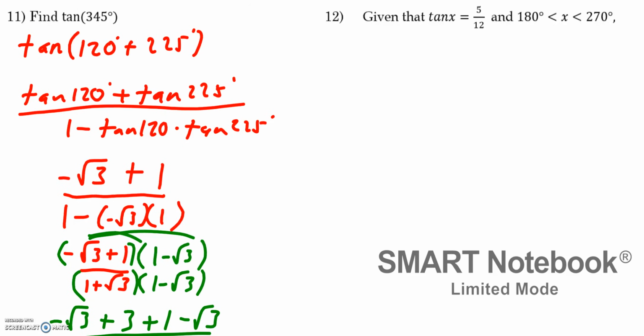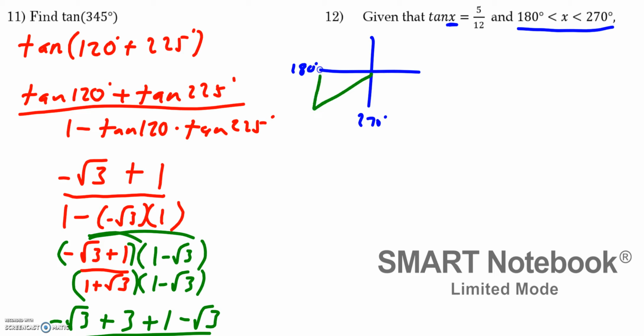Number 12, given that tangent x is 5/12, and this time we didn't give you the quadrant, so you need to think about what this means. Given that your angle is between 180 degrees and 270 degrees, which quadrant are you in? Between 180, which is here, and 270, which is here? Why, you're in the third quadrant.